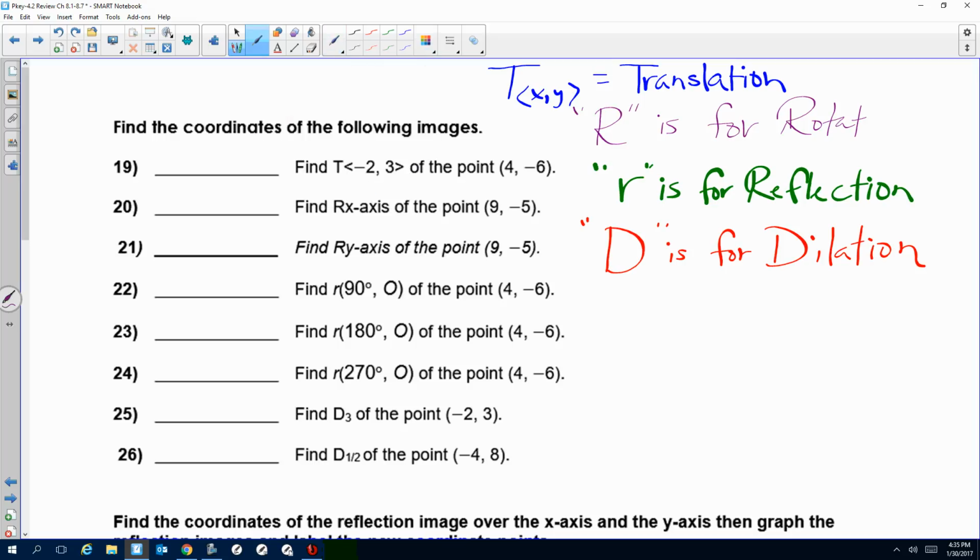And then lowercase r is for reflection. Capital D is for dilation. So now there are some typos on here, and I want to talk about that.